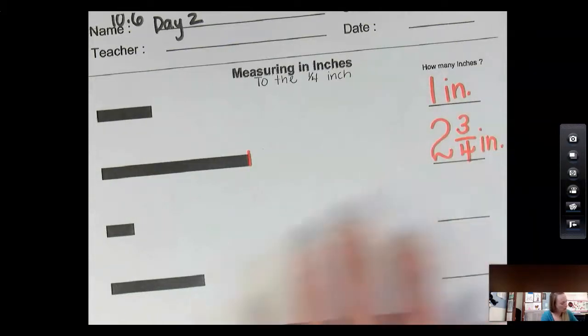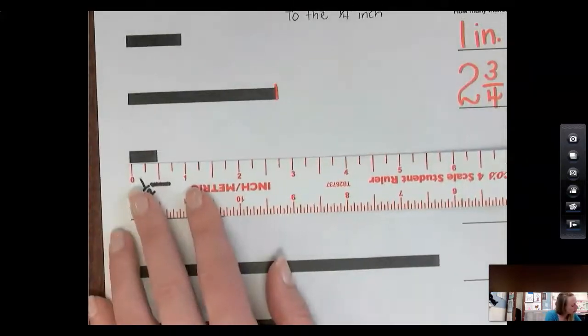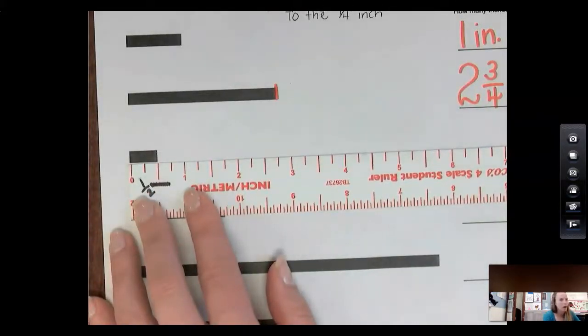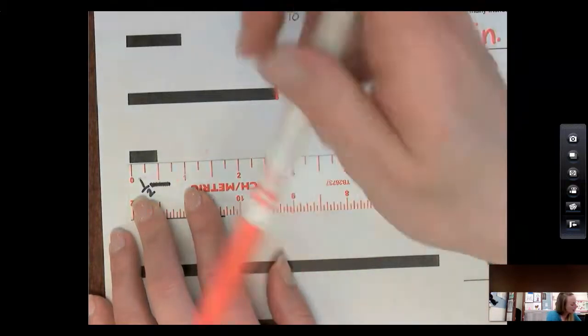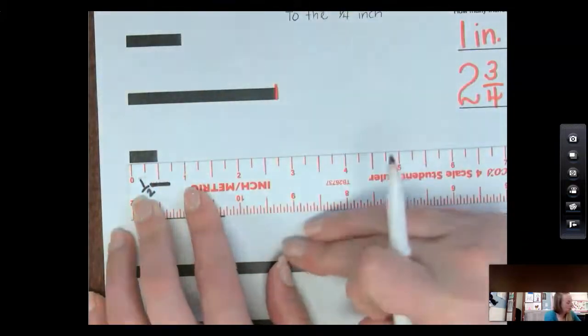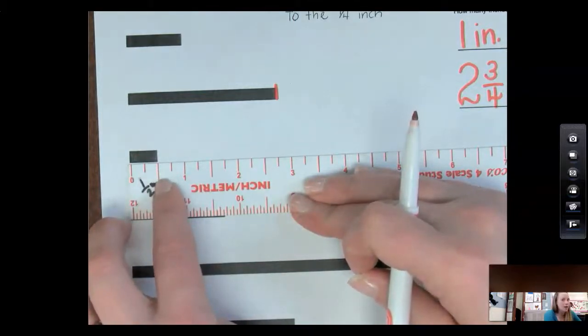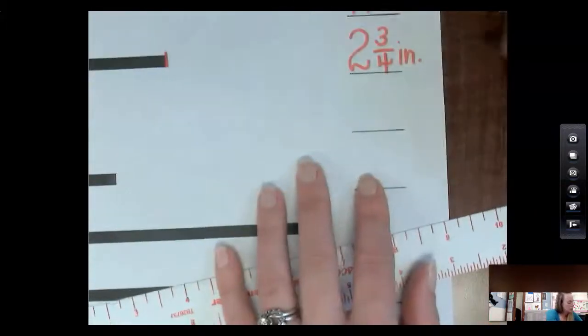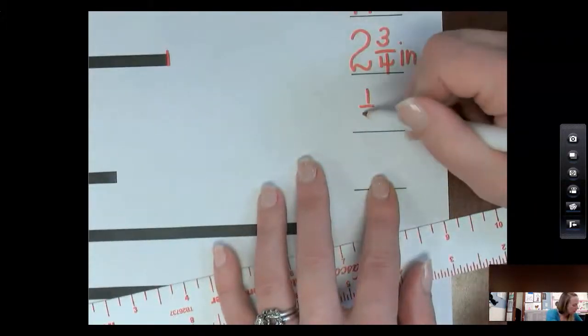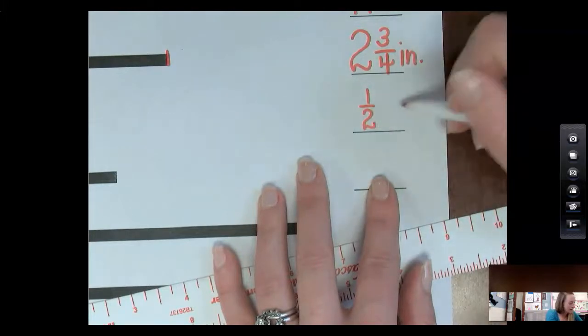Okay? All right, let's measure our next one. Put it down here. Well, it's not at a big number, so let's sing our song. A fourth, a half. So it is at a half. So I am going to write on my line, no big number. I am just going to write ½ inch.